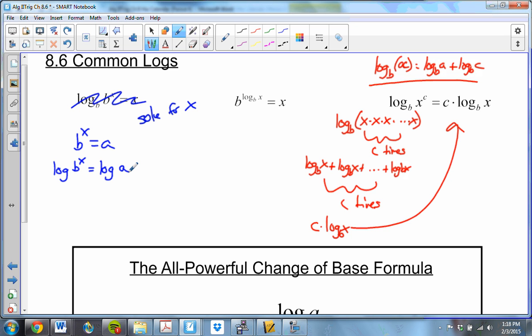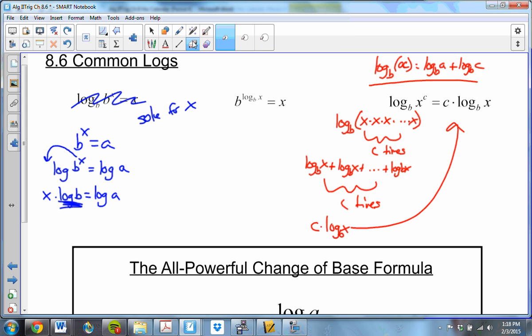Just take a random log of both sides. The base doesn't actually matter. It's base 10 in this case. Well, now the x can come down in front by that top right property. This just represents some number. I don't know what the number is, but I know it's some number.